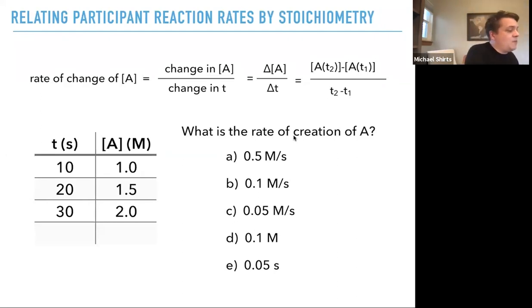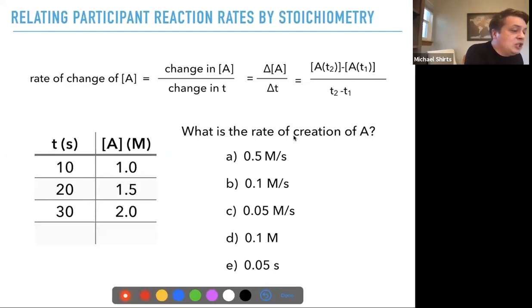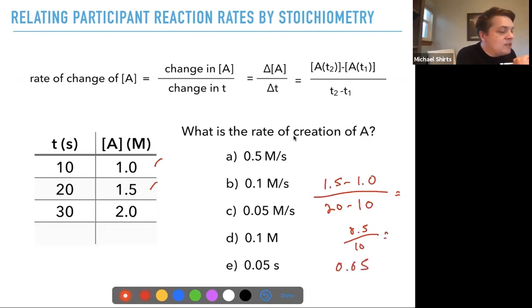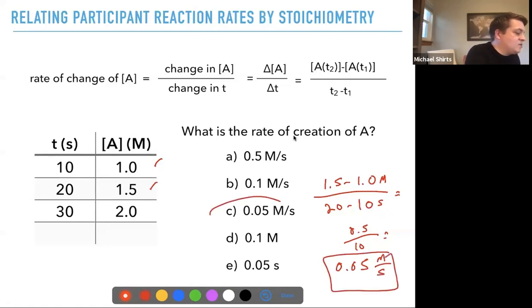Okay, so coming back, all we need to do is pick two time periods and ask, how does A change over that? So it'd be A2, 1.5 minus 1.0, divided by the time that elapsed. Well, it's going to be 20 minus 10. And so that equals 0.5 divided by 10 equals 0.05. And it's important to look at the units. The concentration is in molarity, the time is in seconds. So this rate is in molarity per second. So that is going to be the answer there for the rate of creation of A.